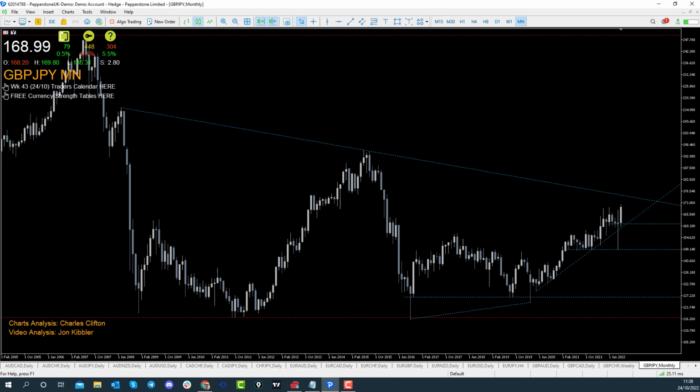And I've actually started on the monthly time frame rather than the lower time frame, just because we are coming towards the end of the month. So I just wanted to show you how pound yen is shaping up, and you can see that it's actually forming a very strong bullish candlestick.